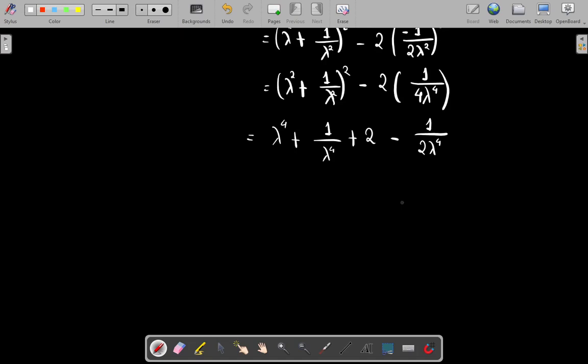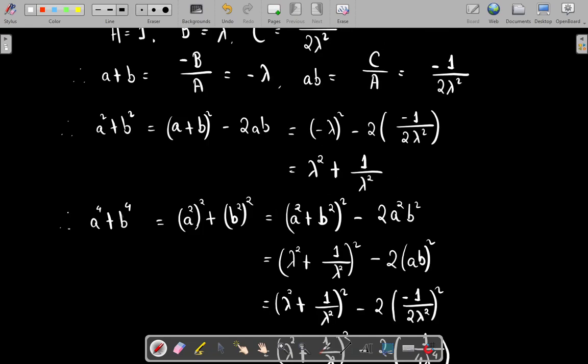So 1 upon lambda to the power 4 and minus 1 upon 2 lambda to the power 4 are like terms, so 1 upon lambda to the power 4 minus 1 upon 2 lambda to the power 4 will give us 1 upon 2 lambda to the power 4. It's 1 minus half, something like that. Plus 2. So this is the value of a to the power 4 plus b to the power 4.